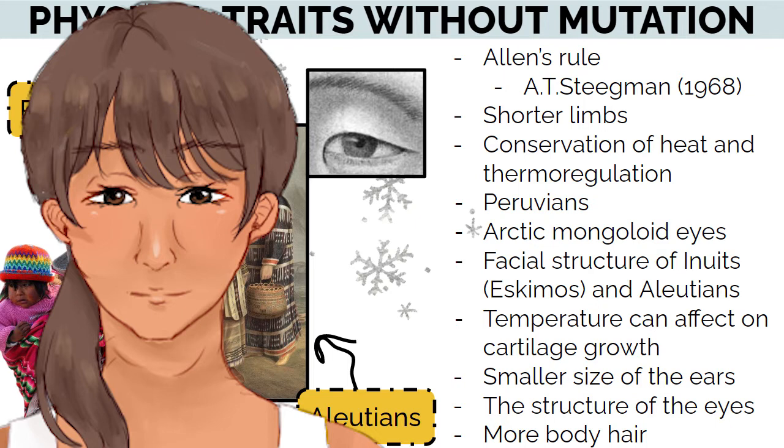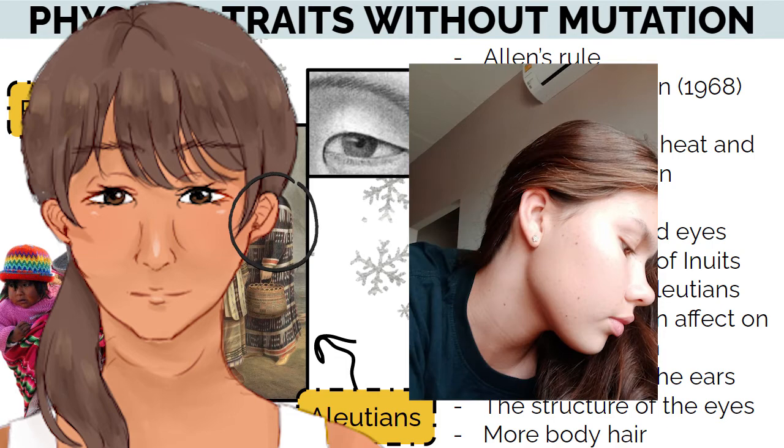From this study done by A.T. Steegman, they were able to conclude that the ears are also significantly smaller. And this is very likely to happen because larger ears are going to make you more prone to frostbite, and smaller ears are going to prevent that. And this particular feature is also present in Jolene and Asya from our founder population.